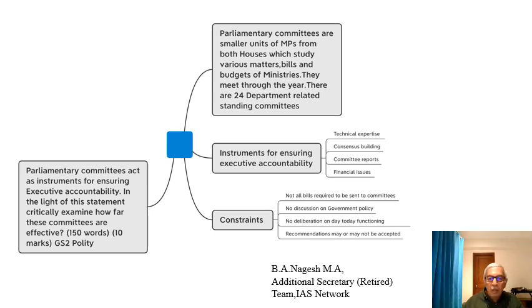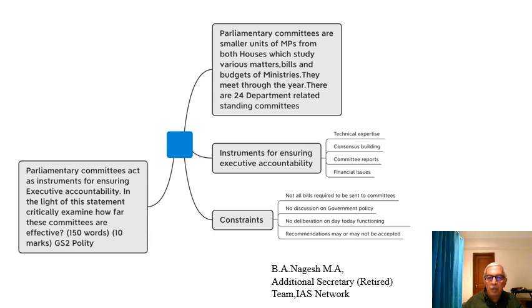Now, coming to the constraints in the working of parliamentary committees, the first thing is not all bills are required to be sent to committees. See, if the speaker decides that a particular bill can be discussed on the floor of the house and there is no need to send it to a committee, then nothing can be done. To that extent, that bill will not be sent to the committee for detailed discussion and examination.